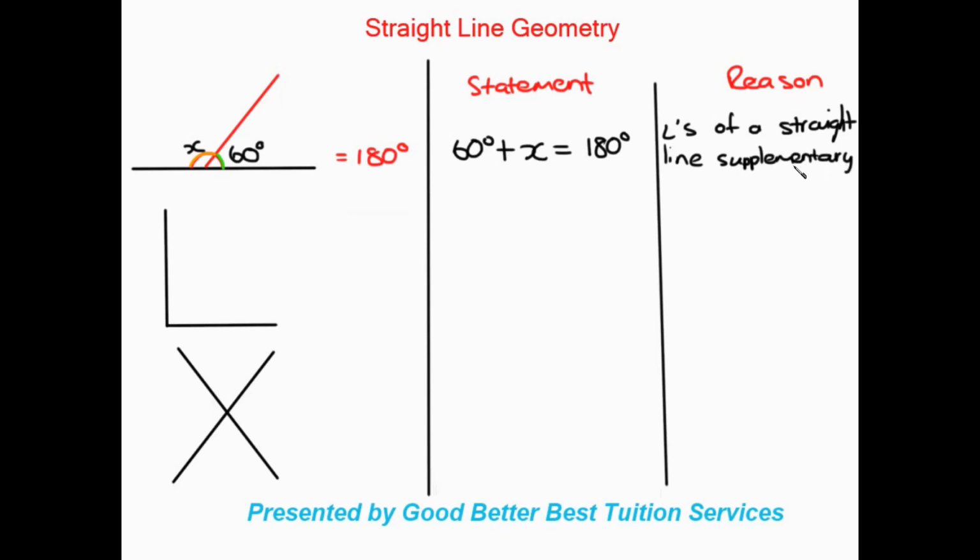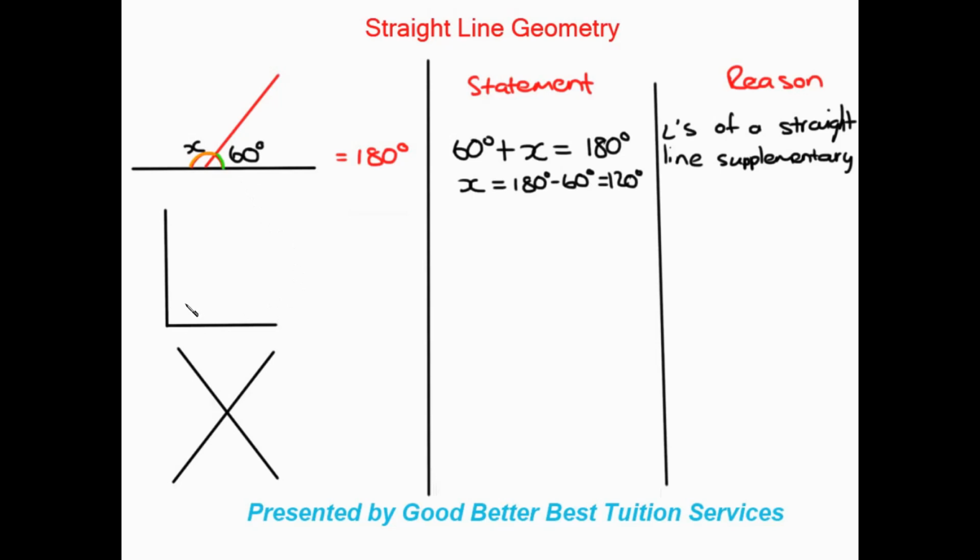Two angles that add up to 180 degrees are supplementary angles, and we know two angles on a straight line will add up to 180 degrees because a straight line is equal to 180 degrees, right? So here we have our statement, 60 degrees plus x equal to 180 degrees. Reason: angles of a straight line are supplementary. Now we can find our answer by solving for x. We'll keep the x on this side: 180 degrees minus 60 degrees gives a final answer of 120 degrees. So x is equal to 120 degrees. We found the value of the unknown angle.